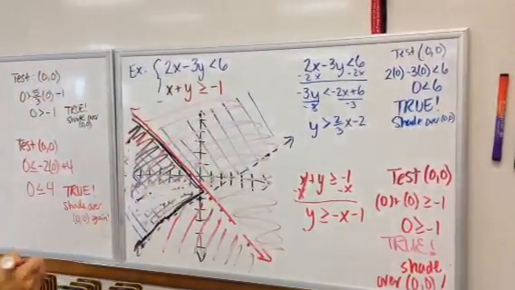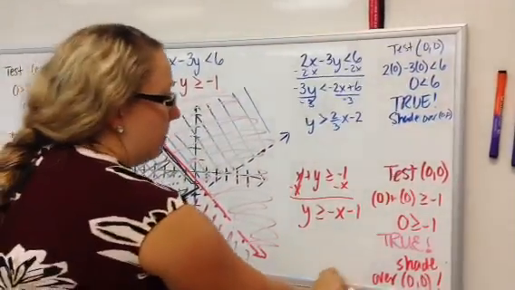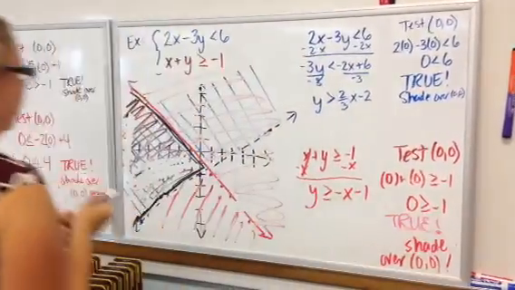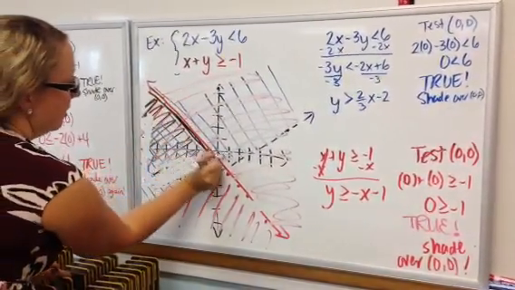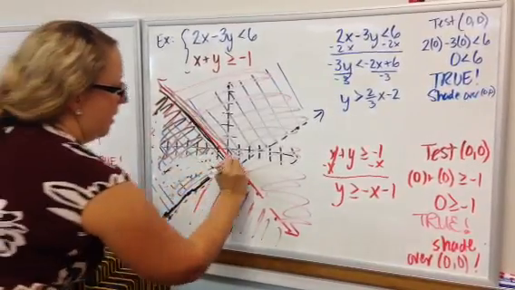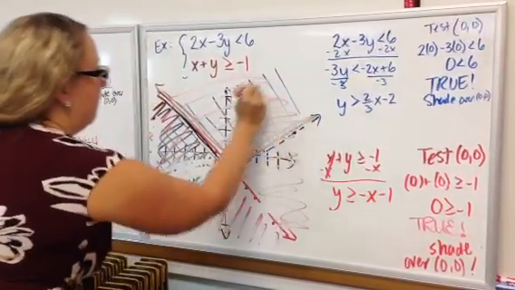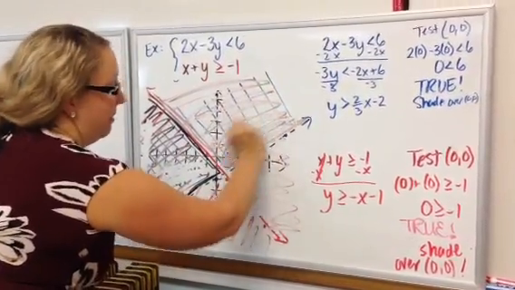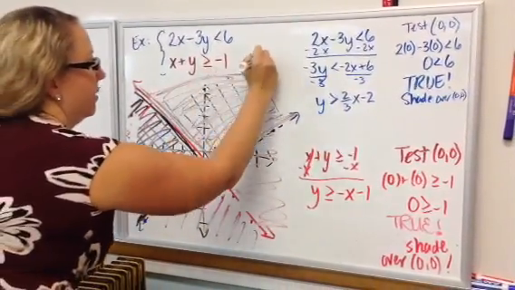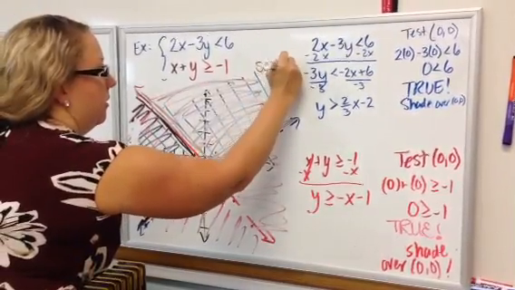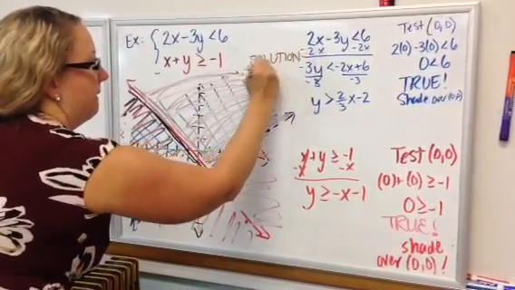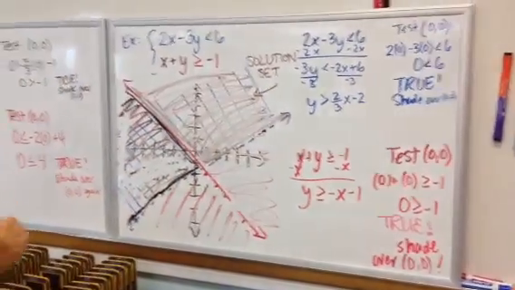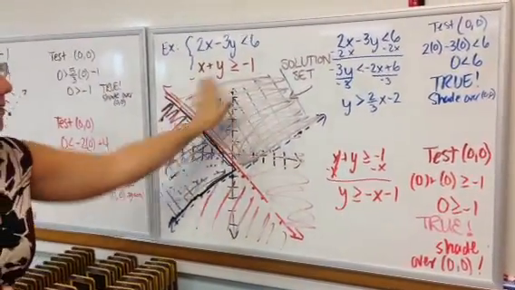So your solution set is going to be the overlapping part. So your overlapping part here is along this line and then this line. So it's everything up here in brown this time. This is your solution set. And you do not worry about over here. That's your solution set.